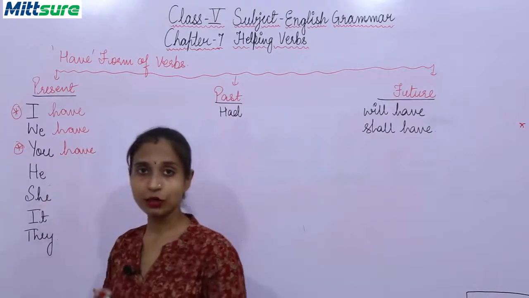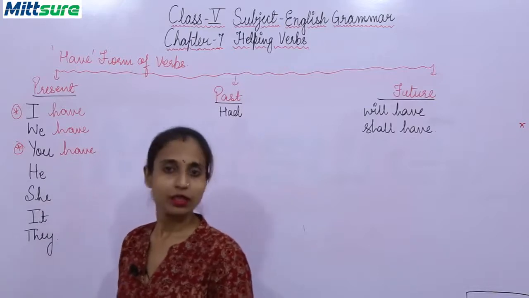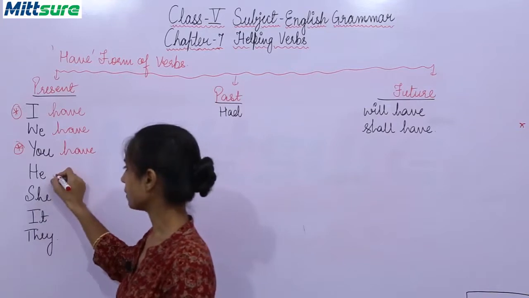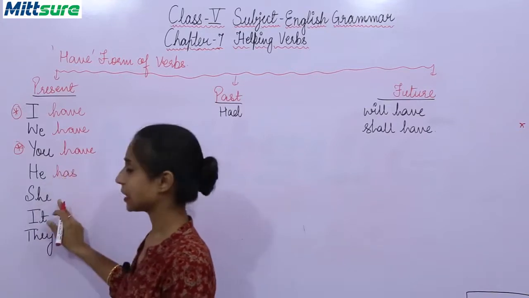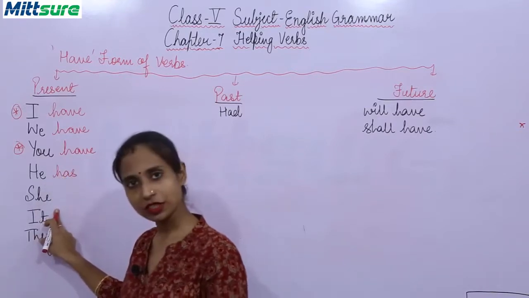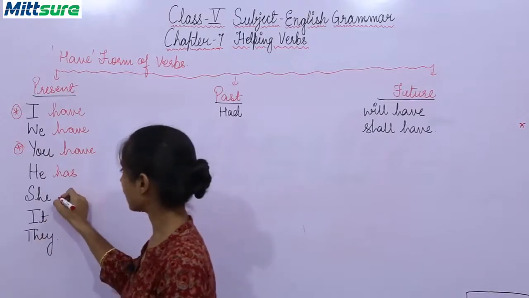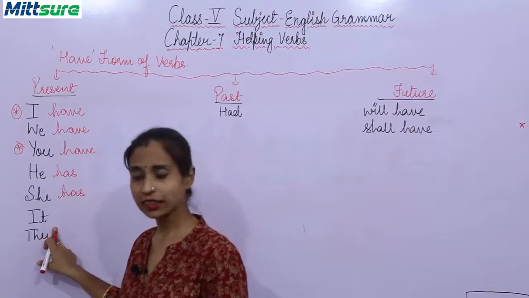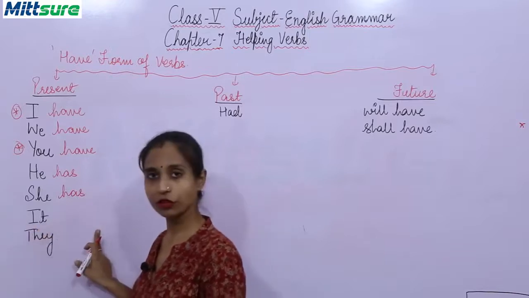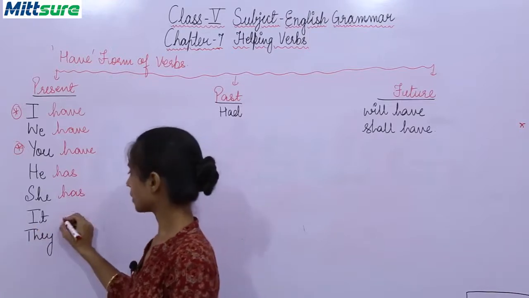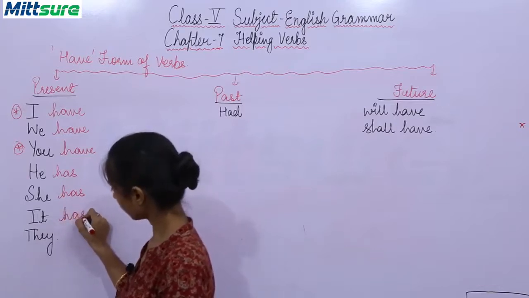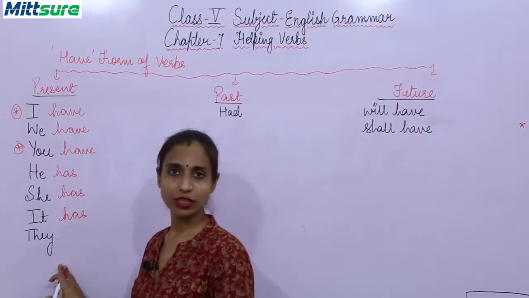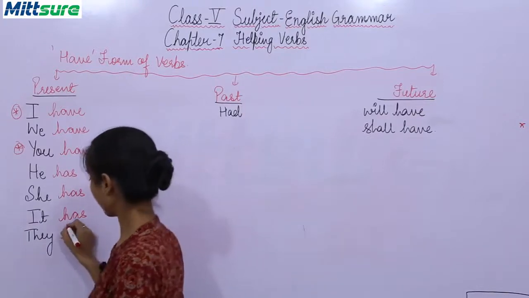He, singular subject, singular verb is going to come. He has. She, singular subject again, has. It, again with it what are we going to use? With it, has, right? And with they, plural subject, so they have.